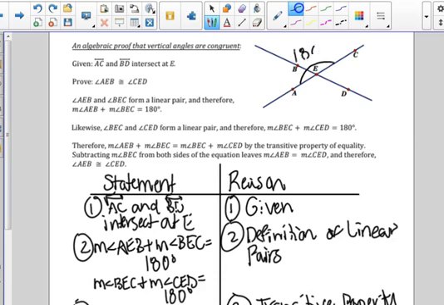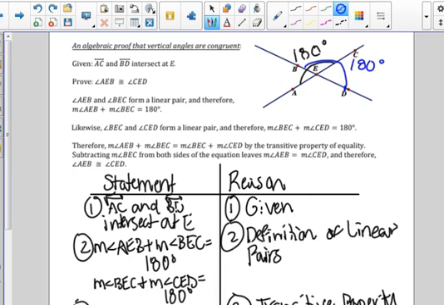If you recall from our previous lessons, that means that they add to a sum of 180 degrees. We also said that angle BEC plus angle CED also form a linear pair, so they also will add to 180 degrees, and I've marked those two angles in blue. So if you recall, both of these angles share the measure of angle BEC.